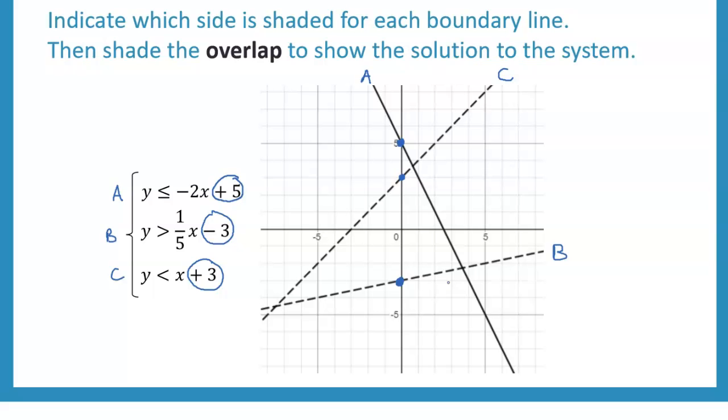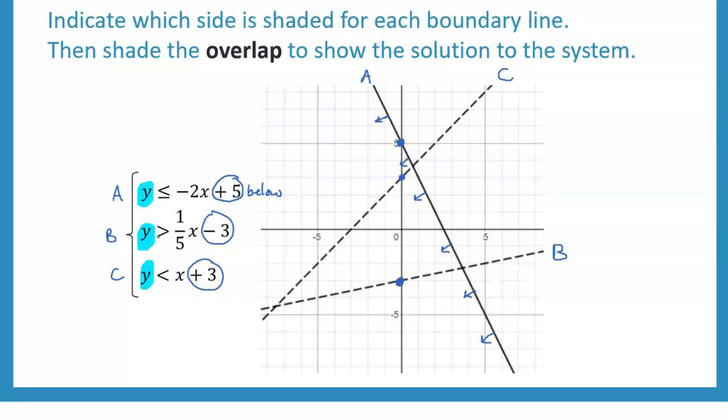And now we just need to figure out which side we shade for each of them. So remember, we're going to shade the y value in each of these. And we need to ask, is the alligator eating the y side or the other side? In this case, the alligator is eating the other side. This side is bigger, so this side is smaller. So since the y is smaller, we're going to shade below the line. We're going to shade below the A line. So I'm just going to draw my little arrows, telling me I'm going to shade below this line.